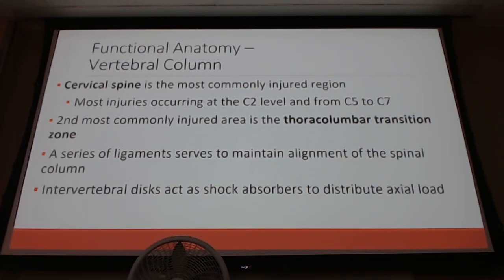It's important to conceptually understand that we have ligaments that help maintain alignment of the spine. So any sort of disruption in those ligaments is where we run the risk of instability, and we'll talk about some of the criteria we use for it.